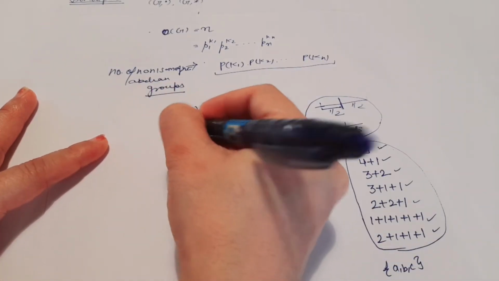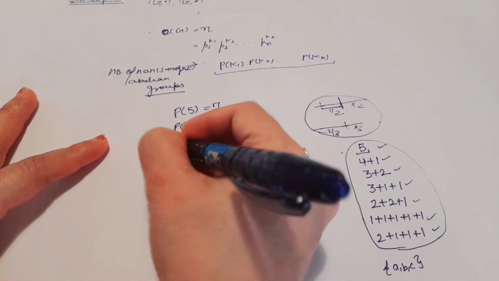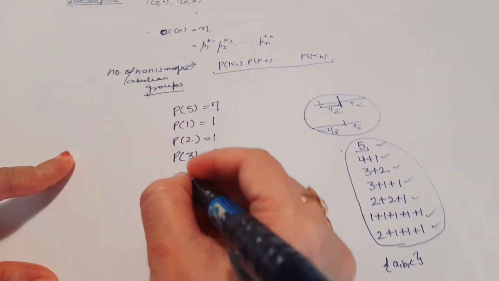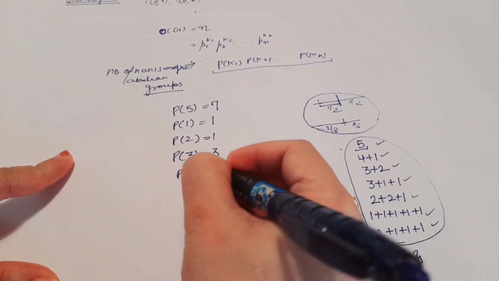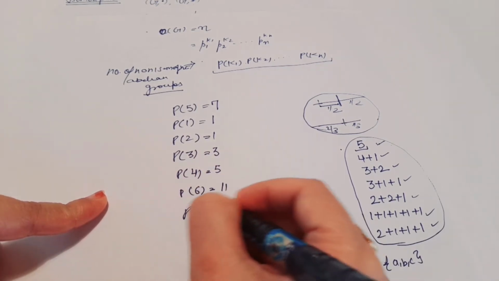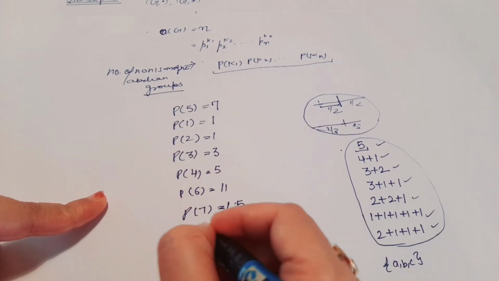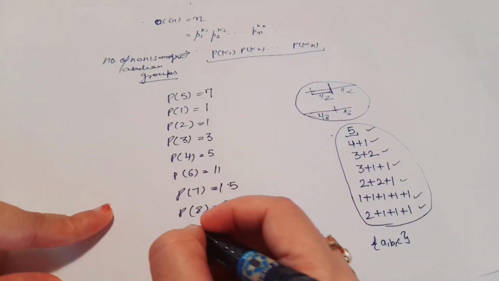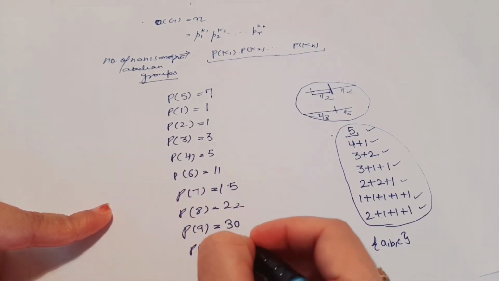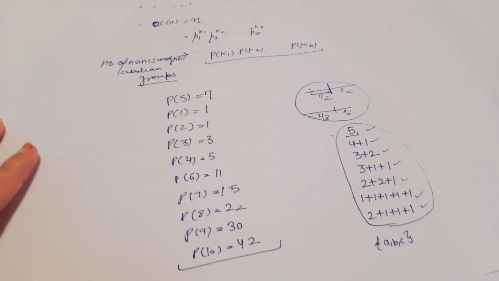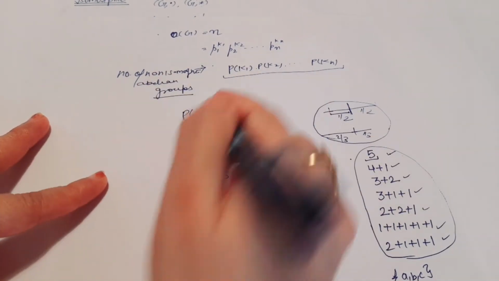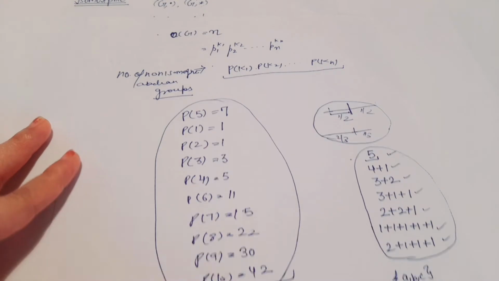Similarly, in this way you can calculate: P1 is 1, P2 is 2, P3 is 3, P4 is 5, P5 you know is 7, P6 is 11, P7 is 15, P8 is 22, P9 is 30, P10 is 42. So these are the partition values which you can use while calculating, or you can find them by yourself by partitioning the numbers.